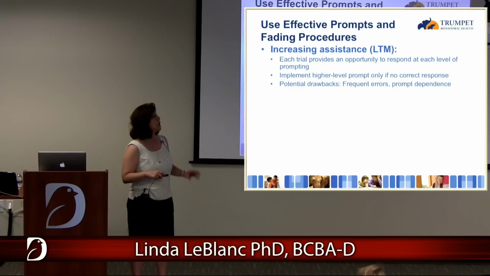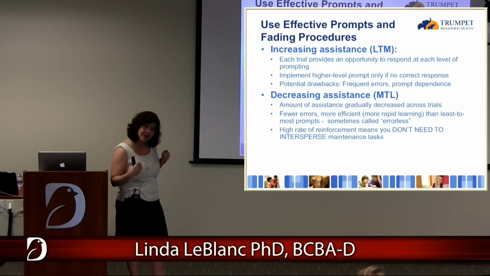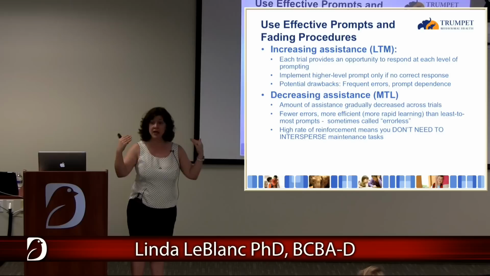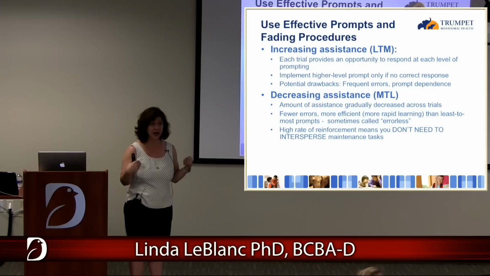Now, most to least, the amount of assistance gradually decreases across trials, and you're starting with a pretty intrusive kind of prompt. This is often called errorless because the learner starts off with you showing them how to get it right every single time. Right? You are providing the prompt level that ensures an accurate response on every trial. Red and show, yes, it's red. Blue and show, yes, it's blue. Green and show, yes, it's green. It's just a heyday of reinforcement.